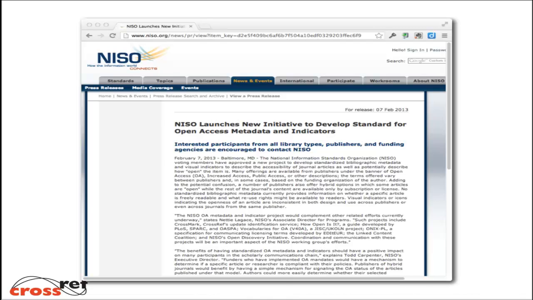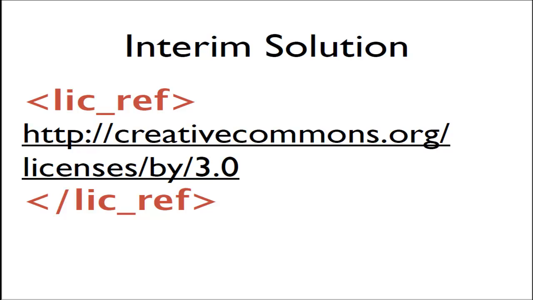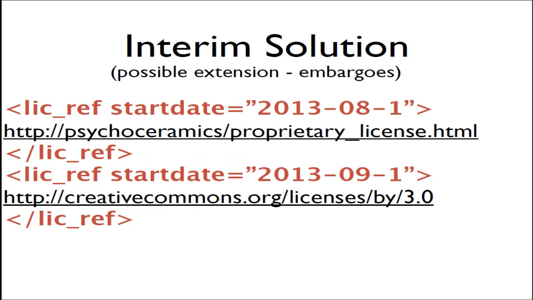And so while CrossRef is very interested in that work, and we're actually sitting on the NISO working group on that project, in the interim, we're creating this license reference tag, which allows you to just put a URL, not you, but the publisher, to put a URL of where the license that governs text and data mining would actually live. And this example just shows a CC license. It's also possible to extend this license, not just to have a URL, but also to have start dates and end dates. And what this would do is allow publishers to support embargoes. So they could say that the license is effective this date and ending this date, so it might be free after a certain time.